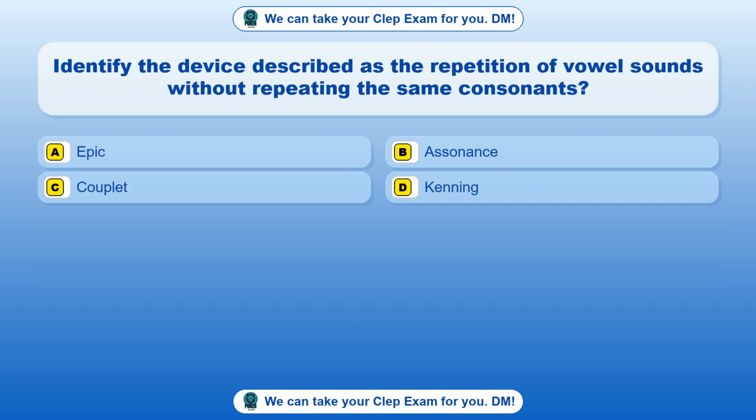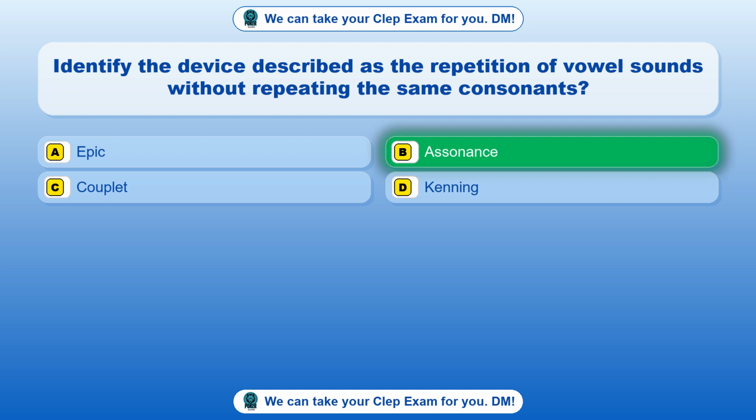Question 81. Identify the device described as the repetition of vowel sounds without repeating the same consonants. Option A, epic. Option B, assonance. Option C, couplet. Option D, kenning. The correct answer is option B, assonance.